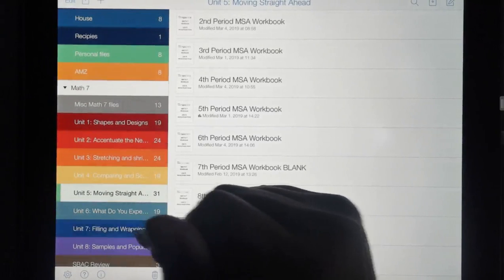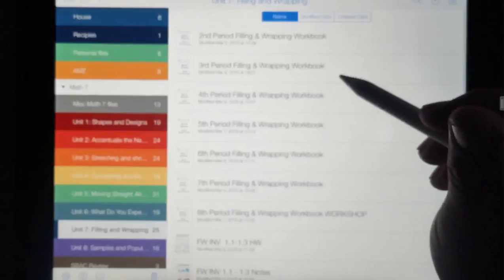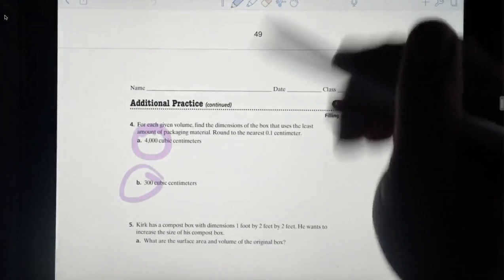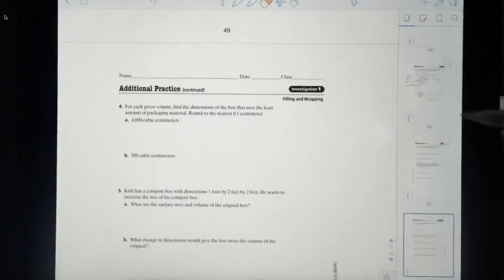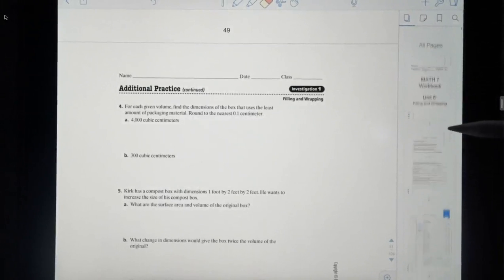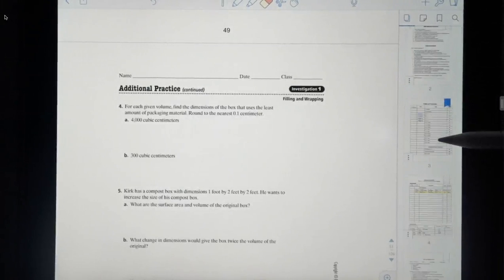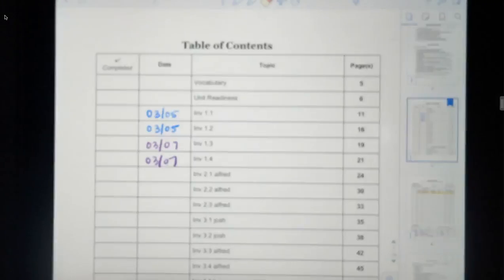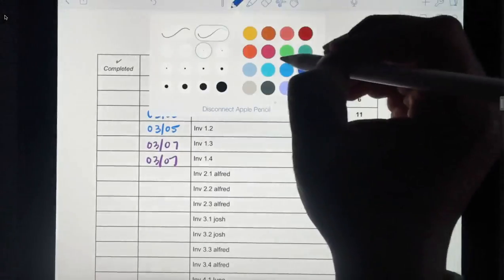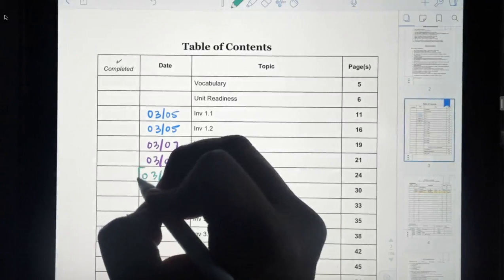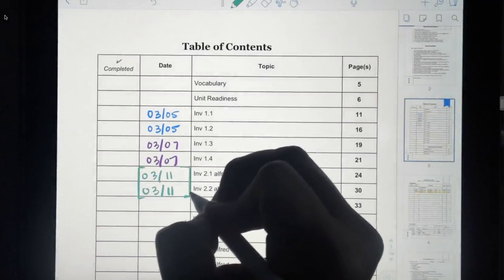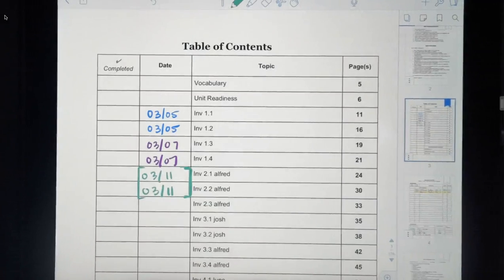All right, so these are your notes for today. We're going to be doing 2.1 and 2.3. And here we go. Today is 03/11, March 11th. Again, pause if you need to.